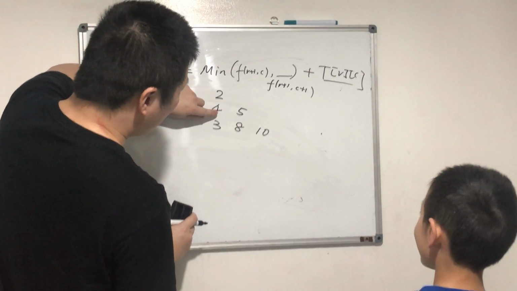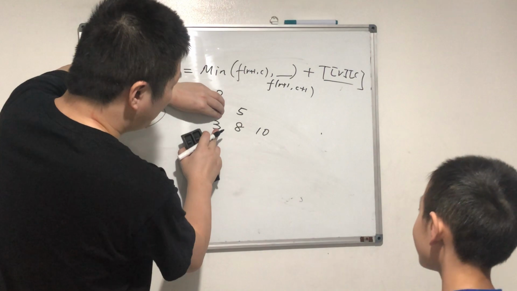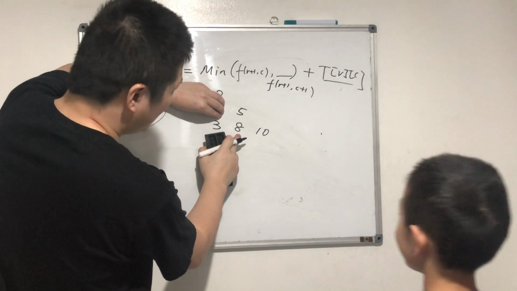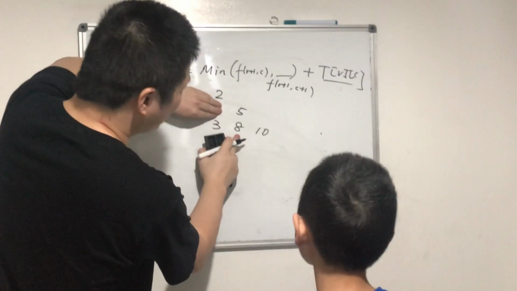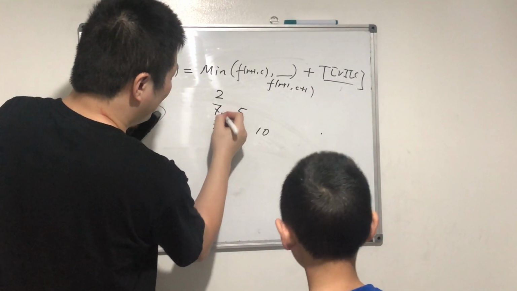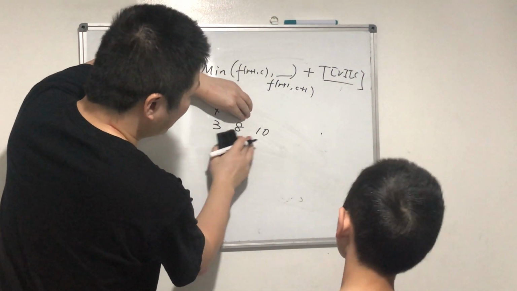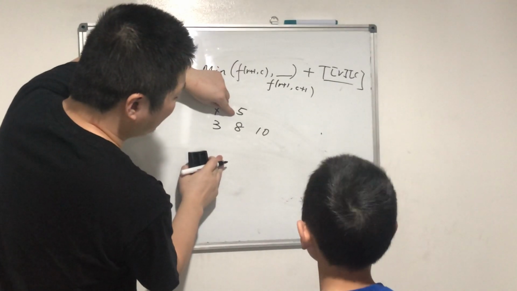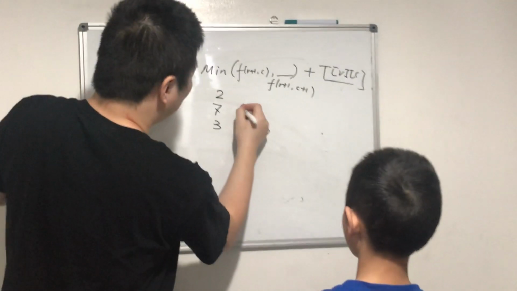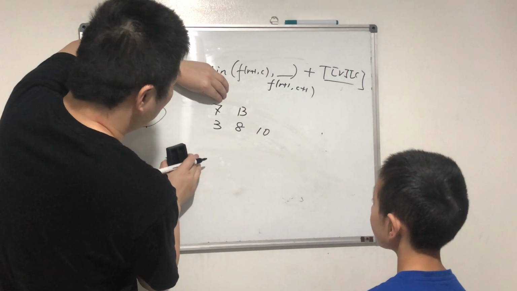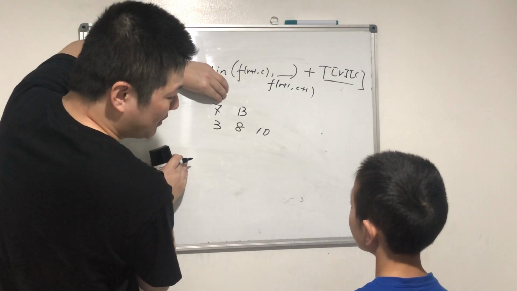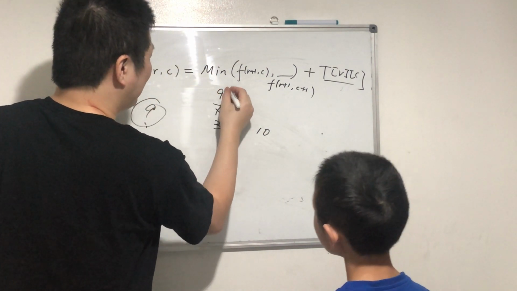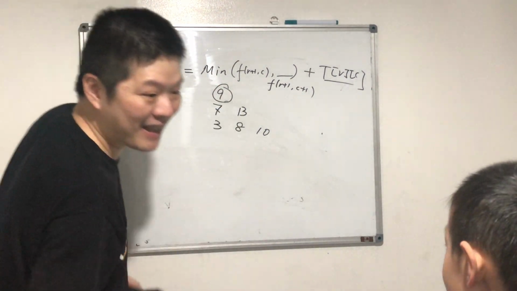Here is 4. 3 and 8, 11, which is smaller? 3. 3 plus 4 equals 7. And here, 5 and 8 and 10, which is smaller? 8. 8 plus 5, 13. And here, 7 and 13, which is smaller? 7. 7 plus 2, 9. So this is the optimum. Does it make sense?